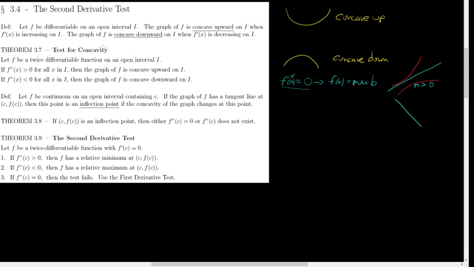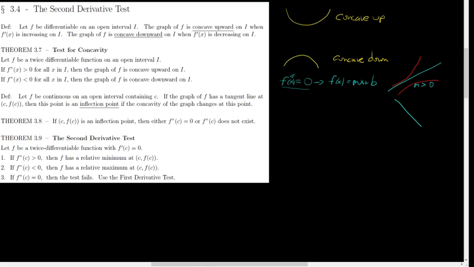Okay. So the next definition: you have a continuous function on an open interval containing c. If a graph has a tangent line at the point (c, f(c)), we say the point is an inflection point if the concavity changes, right? So here, this is concave up everywhere. This is concave down everywhere. The concavity is not changing, which means there are no inflection points here.